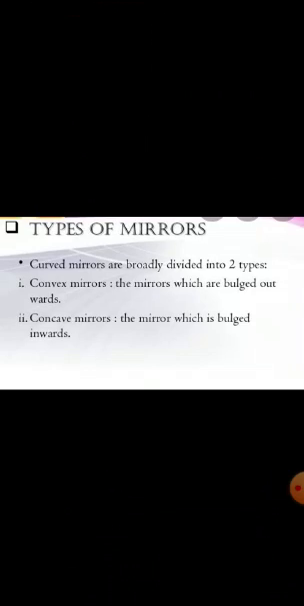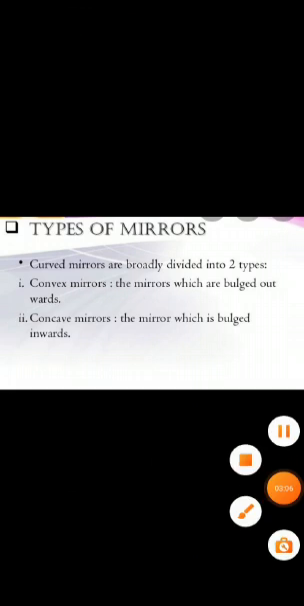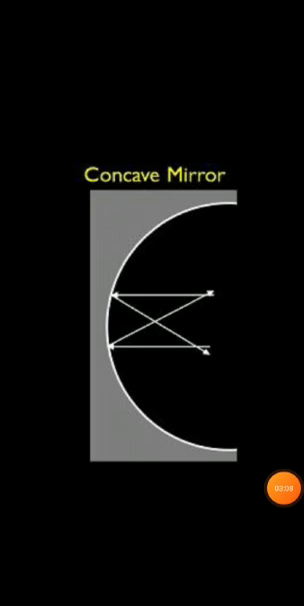Now our next topic is about the types of mirrors. In the previous lecture we discussed plane mirrors, and now we have another type of mirrors, the curved mirrors. Curved mirrors are divided into two types, concave mirrors and convex mirrors. Concave mirrors are those which are bulged inward, and convex mirrors are those which are bulged outward. Now we will discuss them in detail. Concave mirrors, as you can see in the picture, curve inward, like a cave, so that's why we call it the concave mirror.